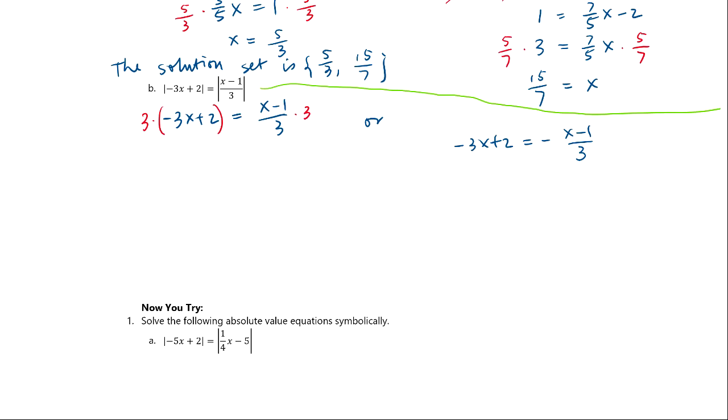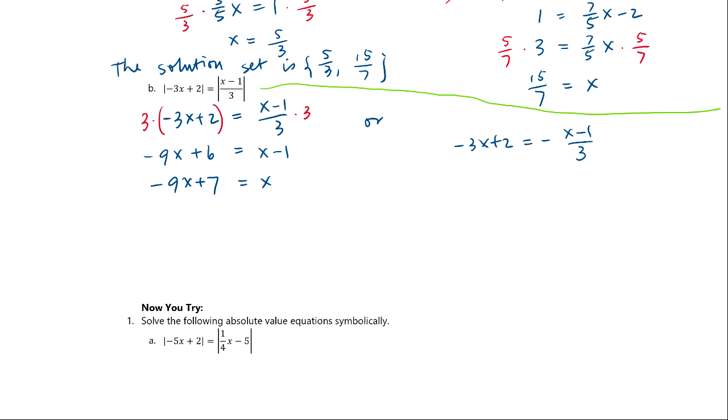Here, once I do so, I will get negative 9x plus 6. That's equal to x minus 1. That way I don't have to worry about all the fraction operations. And to solve for the variable here, we can go ahead and add 1 on both sides just to combine the constants. And therefore, I would get negative 9x plus 7 is equal to x.